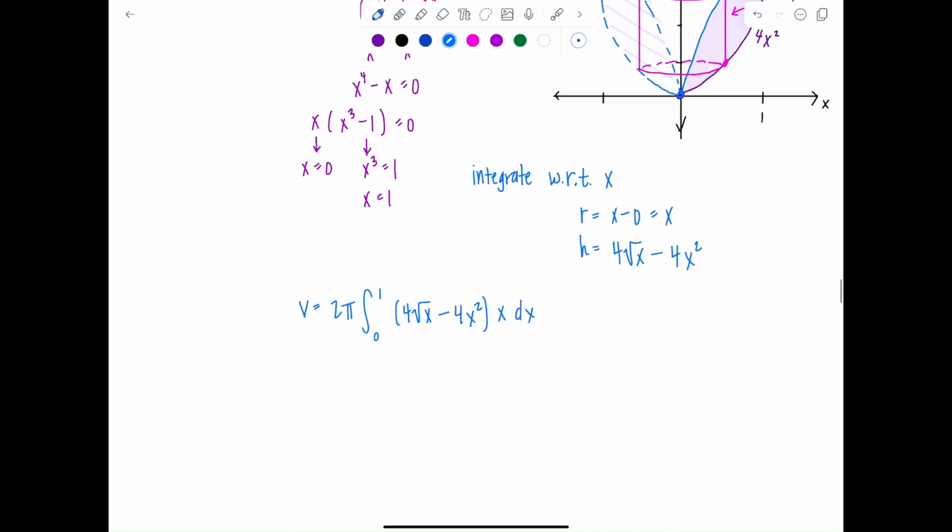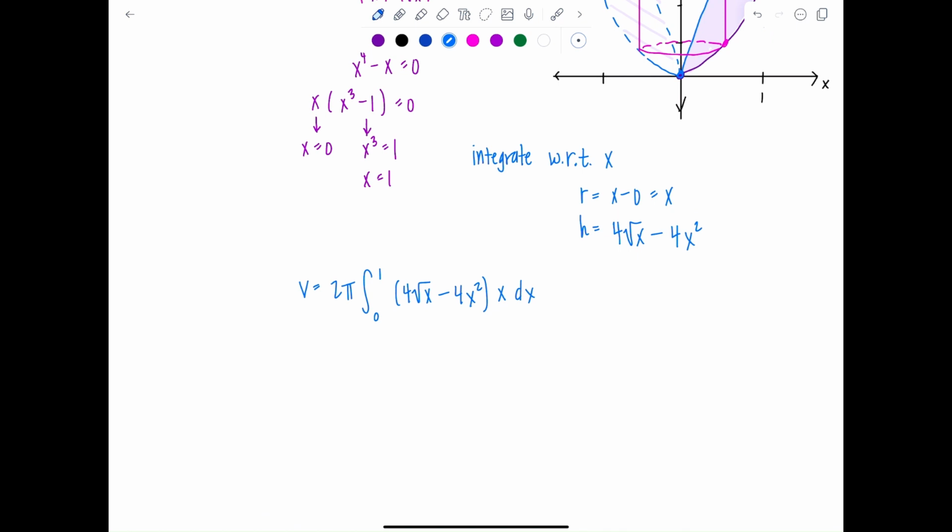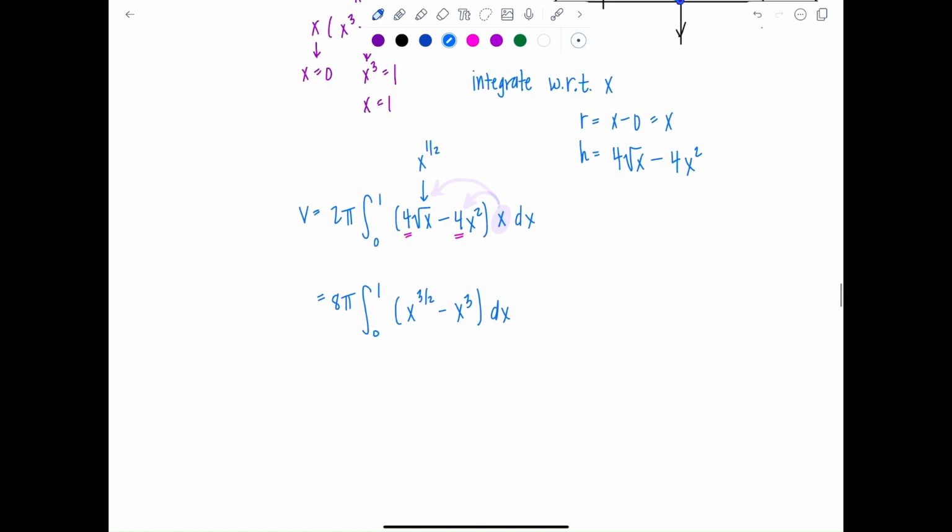All right, now I'm going to show you some tips on how to integrate more swiftly. I can factor the 4 out, so then I'm going to have 8 pi outside my integral. Do that. And then remember, this is x to the 1/2 power, and we're going to distribute this x now to both of these terms inside. So x to the 1/2 times x, add the exponents, you'll have x to the 3/2 power minus, this is going to be x cubed dx. Not bad, right? Love it.